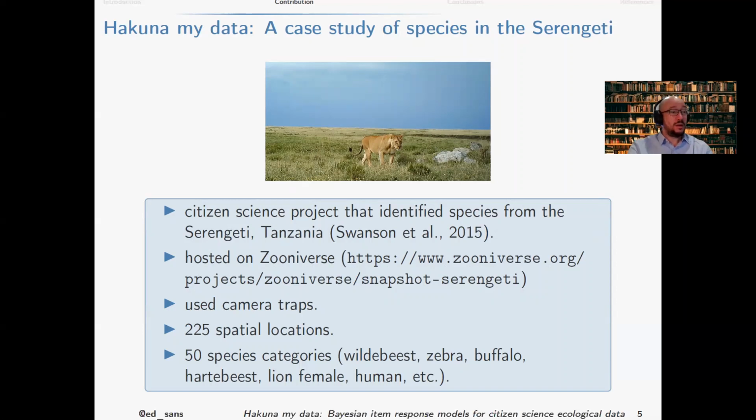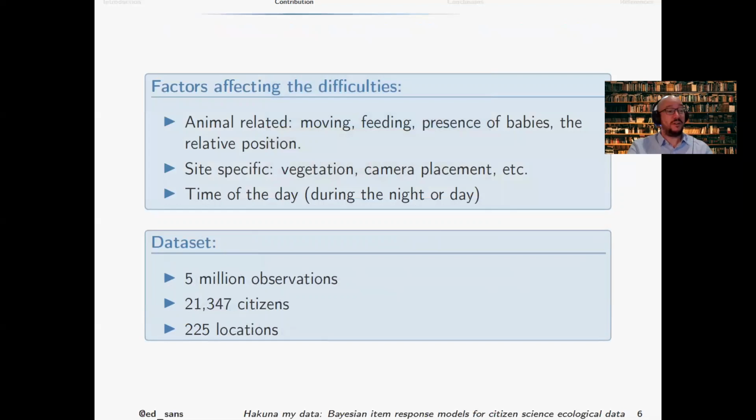In this one, Snapshot Serengeti, citizens were asked to identify a species of mammals on images. Some animals are more difficult to identify than others. For example, everyone knows what a zebra is, but species like wild cats are more difficult to classify. The dataset includes more than 5 million observations from more than 20,000 citizens, which is challenging for statistical inferences.